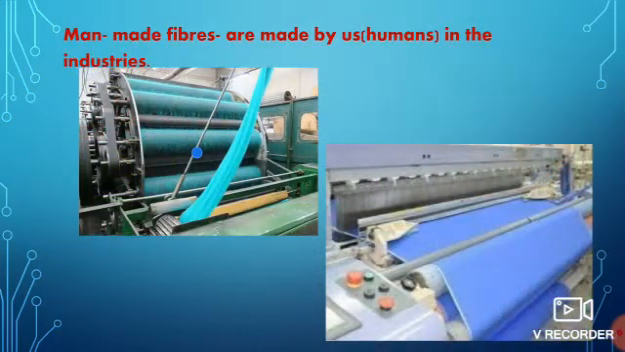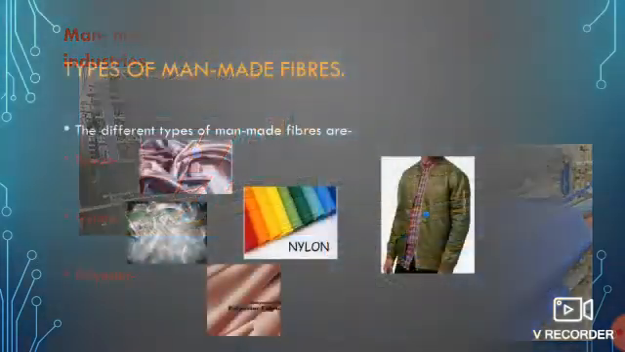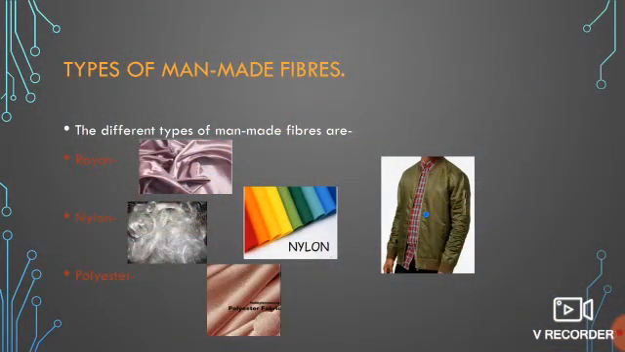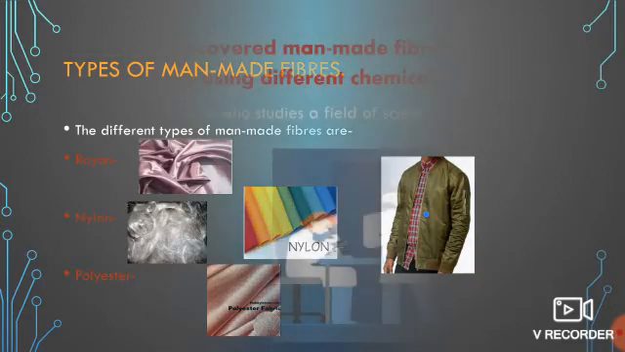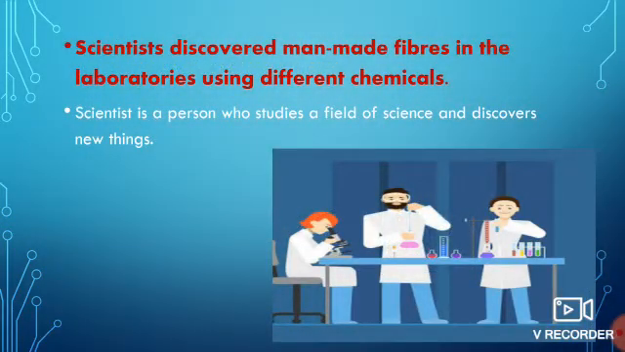Now let's talk about man-made fibers. These are made by us in industries or factories. Types of man-made fibers are rayon, nylon and polyester. So man-made fibers are discovered by scientists in laboratories through experiments using different chemicals. These fibers are also called synthetic fibers. Clothes made out of these fibers are light in weight and easy to clean.